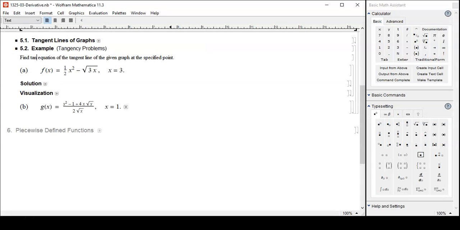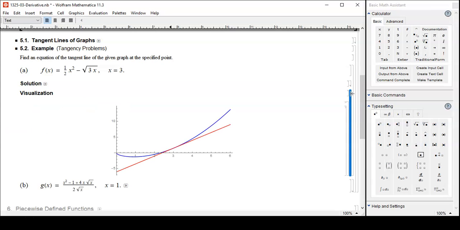Find an equation of the tangent line. Any equation will do. Slope point equation, slope-intercept equation, anything is okay. Here's a visualization, by the way. It turns out, yes, indeed, we have the tangent line.